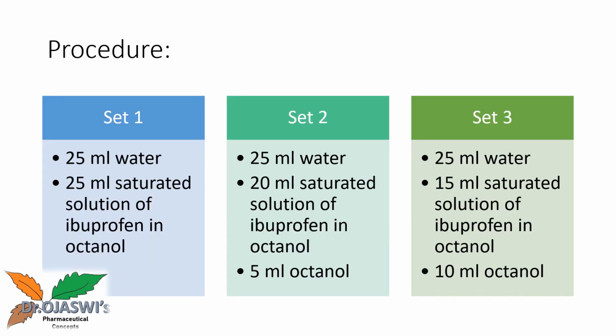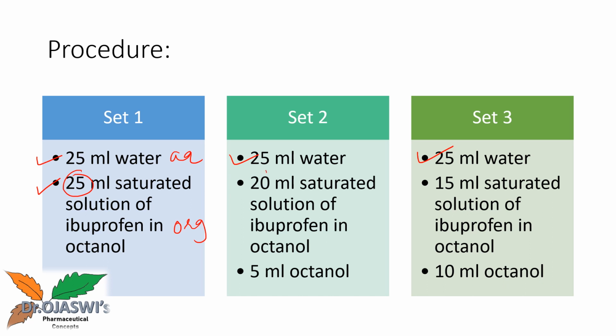Now, as stated in this procedure, 3 sets are made. In each set there is an aqueous layer and an organic layer. In all three sets the volume of the aqueous layer is the same, and in the organic layer the volume is changed. So in the first set, 25 ml of saturated solution of ibuprofen in octanol is taken.